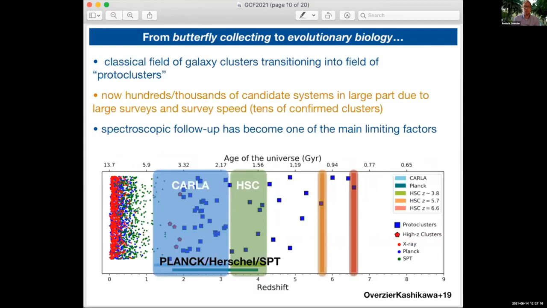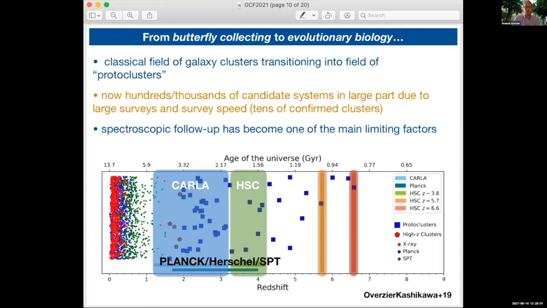So 2 years ago, we made this rather simplistic overview of structures that have been found above redshift 2. I used to call them butterflies. But this figure was also made to highlight that this field is going through a major acceleration, thanks largely to large-scale projects, large-scale surveys that are now giving hundreds to thousands of candidate systems, of which I think many tens have been confirmed as cluster progenitors by now. It also means that spectroscopic follow-up has become one of the main limiting factors.